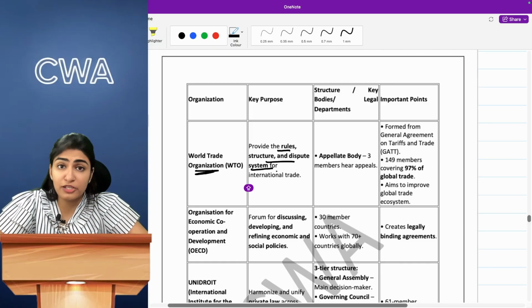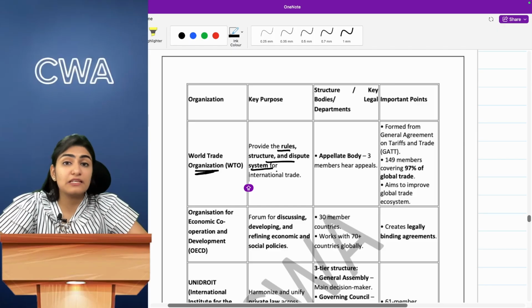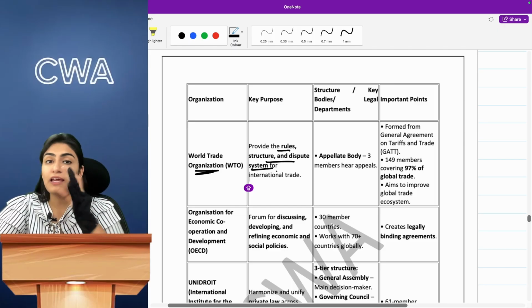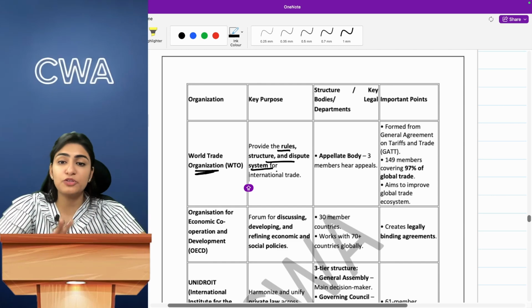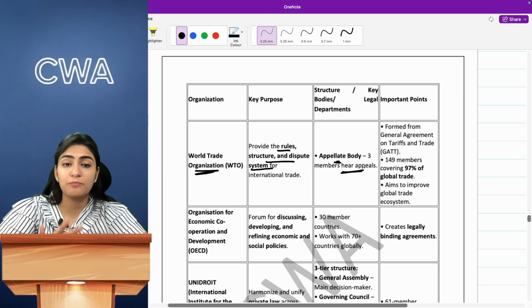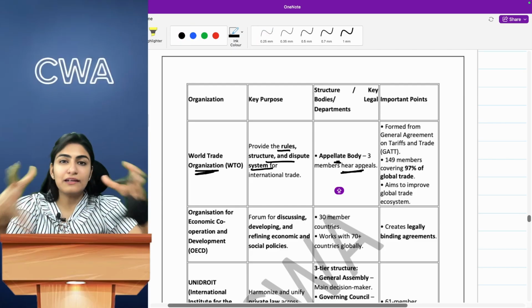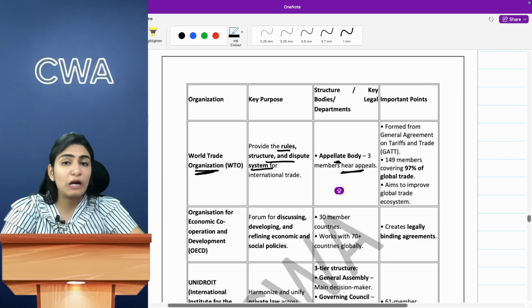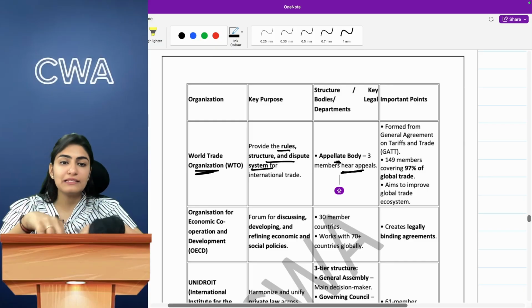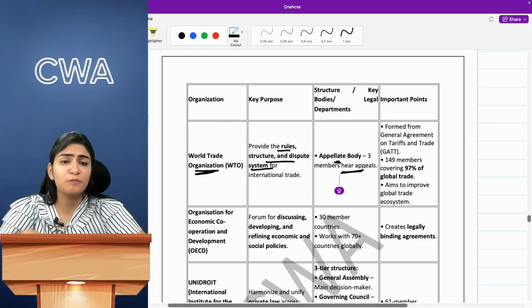In what structure it should be followed? And in case any dispute happens, what are you supposed to do next? That is what WTO helps with. It has an appellant body. There are three members here that appeal. So basically, whenever you appeal, there are three members from different countries in this appellant body.